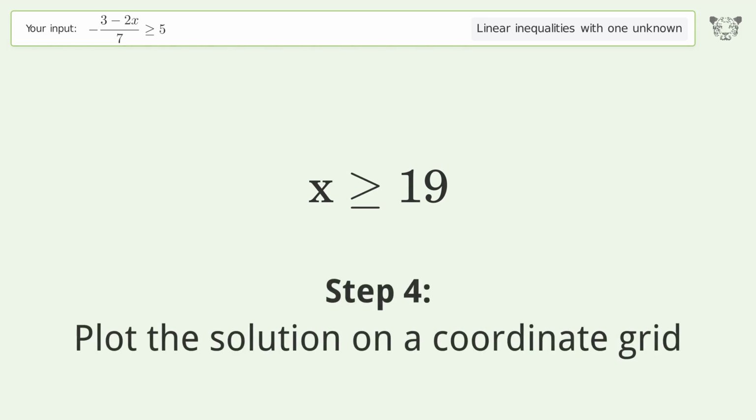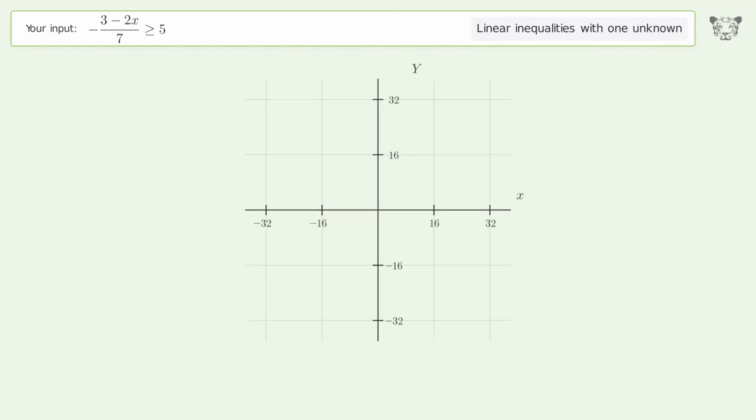Plot the solution on a coordinate grid. And so the final result is x equal or greater than 19.